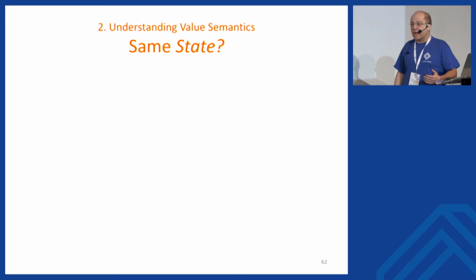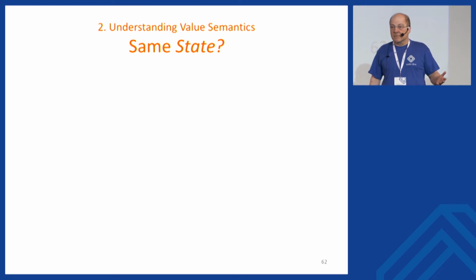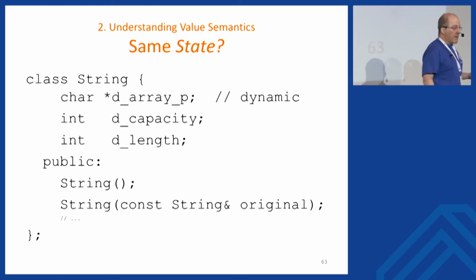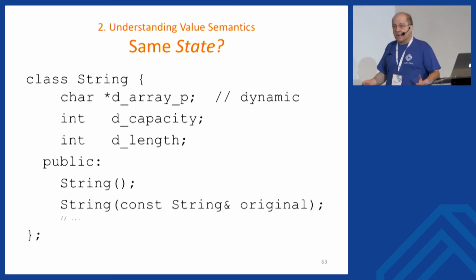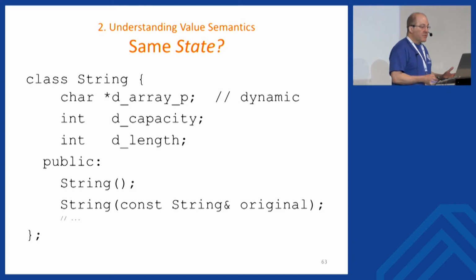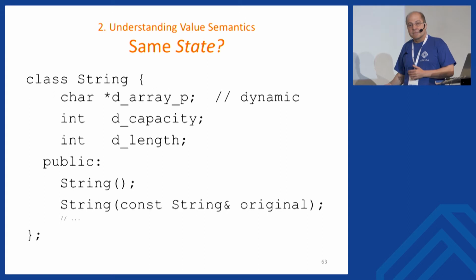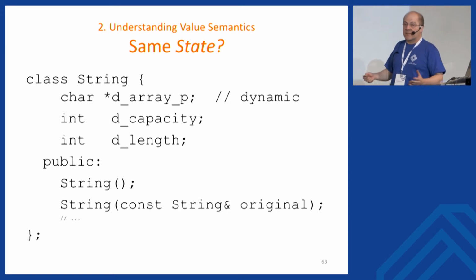How about the same state? If two objects have the same state, does that mean they represent the same value? Is that necessary? If they have identical state all the way through, there's nothing to distinguish them at all. On the other hand, what if I have two objects and they have different state? Does that mean they have different values? What do you think? Anybody think? Can I have objects with different state that represent the same value?